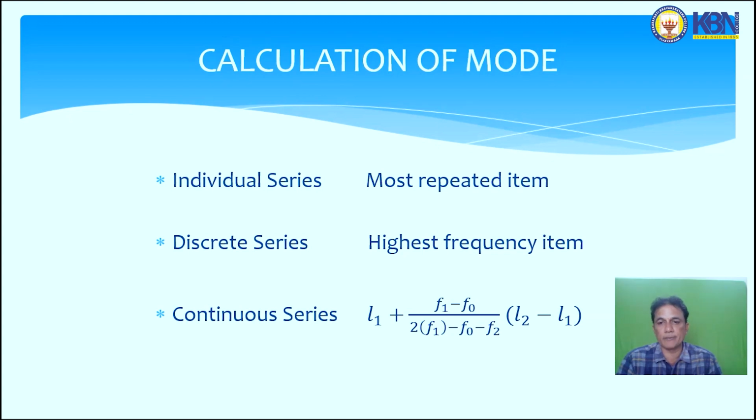In continuous series, we can calculate mode by the inspection method or by preparing a grouping table and analysis table. Ultimately, we use the following formula. Here Z means mode: L plus (F1 minus F0) divided by (2 F1 minus F0 minus F2) times i, where i is the class interval or L2 minus L1. Here L means the lower limit of the modal class, F1 means the frequency of the modal class, F0 means the preceding frequency of the modal class, F2 means the succeeding frequency of the modal class, and i means the class interval. This is the formula you apply to calculate mode.